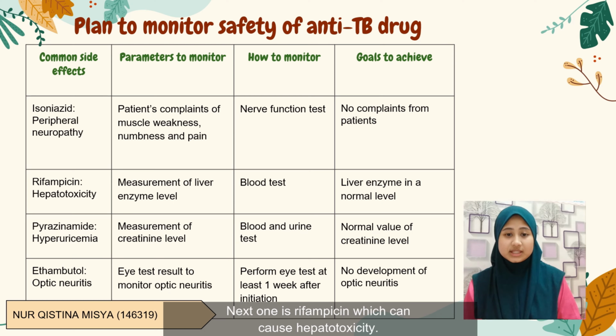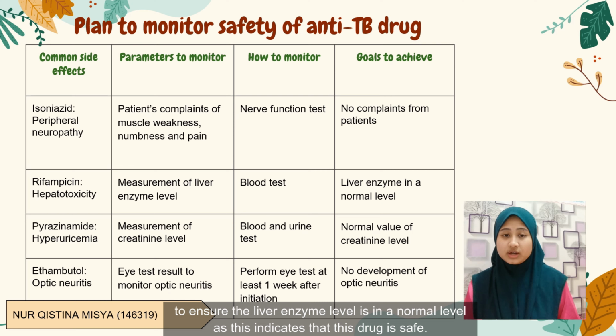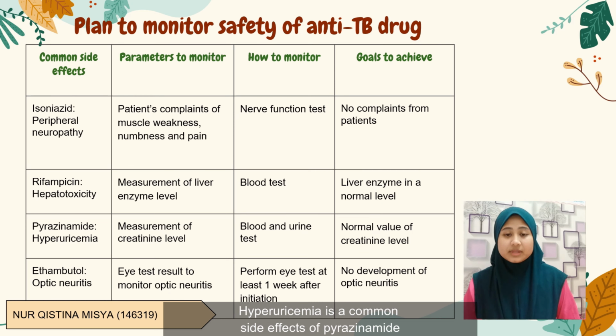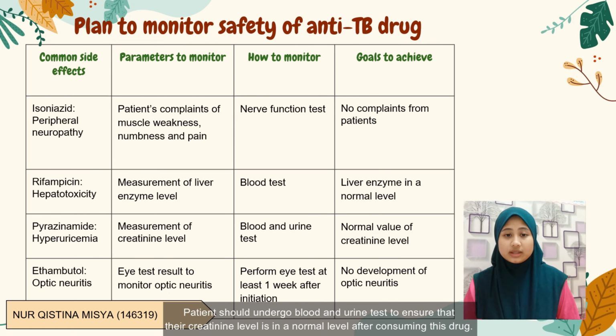Next one is rifampicin, which can cause hepatotoxicity. To ensure this drug is safe for the patient, blood tests should be performed to ensure the liver enzyme level is normal, as this indicates that this drug is safe. Hyperuricemia is a common side effect of pyrazinamide. Patients should undergo blood and urine tests to ensure that their creatinine level is normal after consuming this drug. The last one is ethambutol, which can cause optic neuritis in the patient.